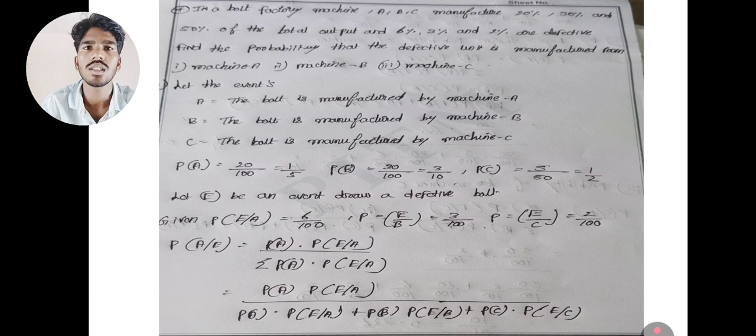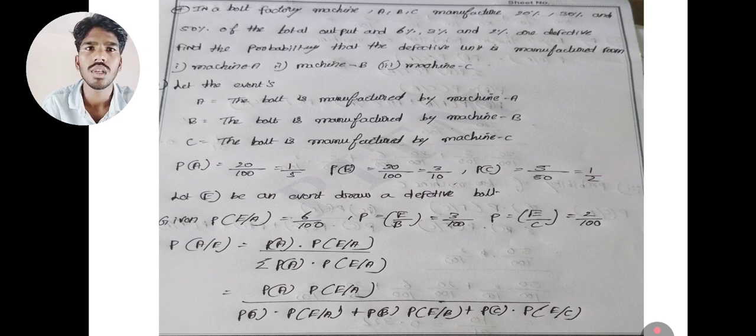So here is one bolt factory, and the machines are three, named A, B and C. The efficiency of machine A is 20%, machine B is 30% and C is 50% of the total output. Machine A can produce 6% defective, machine B can produce 3%, and machine C can produce 2%. These are the defective percentages they can produce. So we have to find the probability of defects for the three machines.